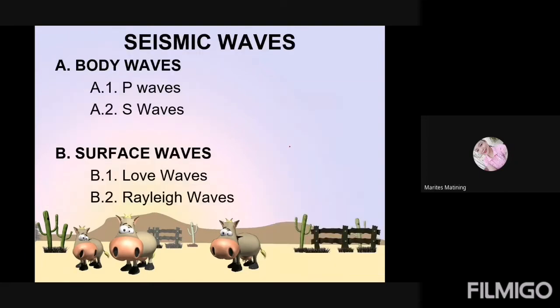Okay, so tingnan natin. So here, aside from the two main types of seismic waves, the body waves and the surface waves, body waves is again classified into two, likewise with surface waves. So, under body waves, we have the so-called P waves and S waves. Then under surface waves, we have Love waves and Rayleigh waves. So, ano kayong mga pagkakaiba ng mga to?